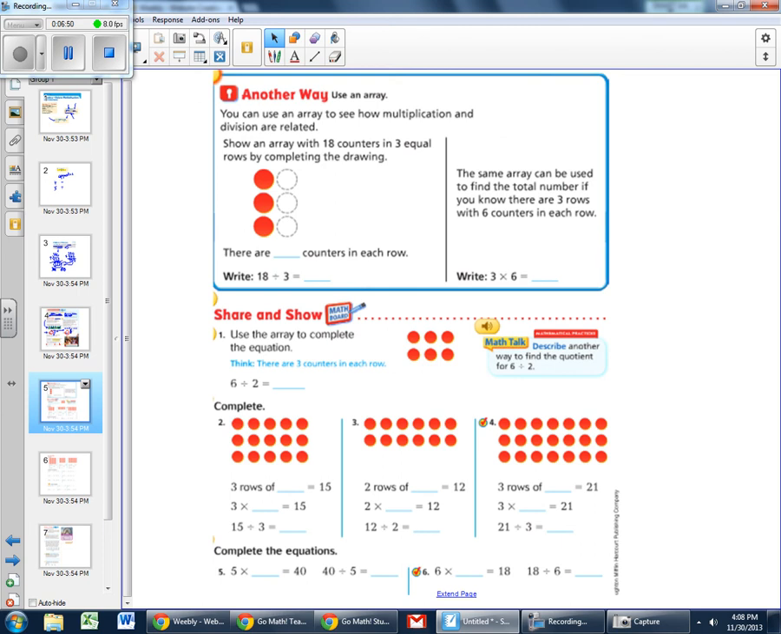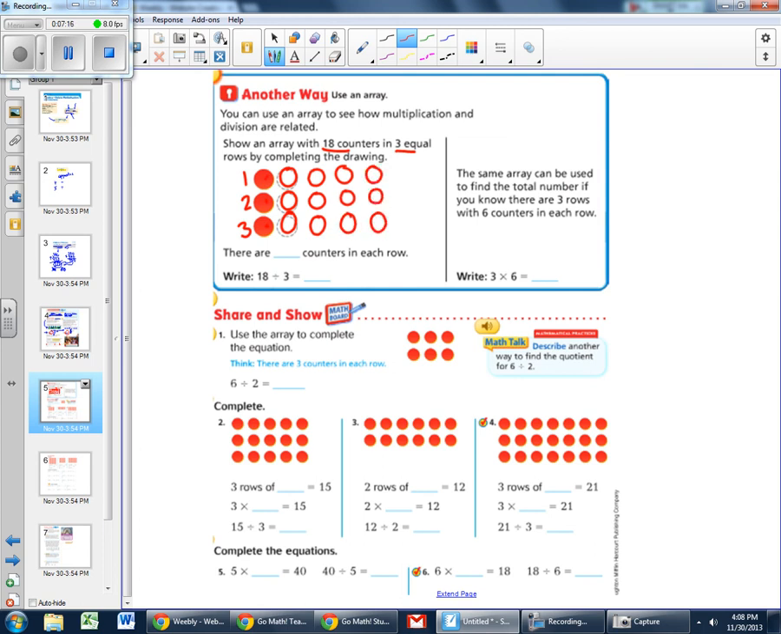Show an array with 18 counters in 3 equal rows by completing the drawing. Okay, so here's my 3 rows. So we need to get to 18 with 3 equal rows. So here's my first row, my second row, and my third row. So I have 1, 2, 3, 4, 5, 6, 7, 8, 9, 10, 11, 12, 13, 14, 15, 16, 17, 18.